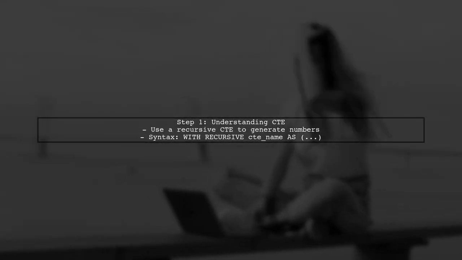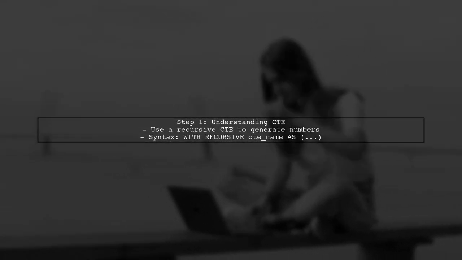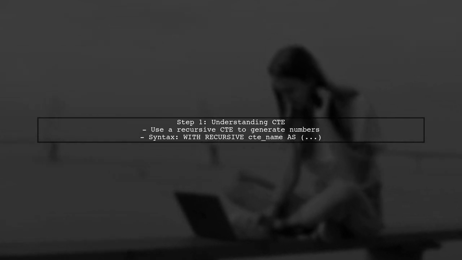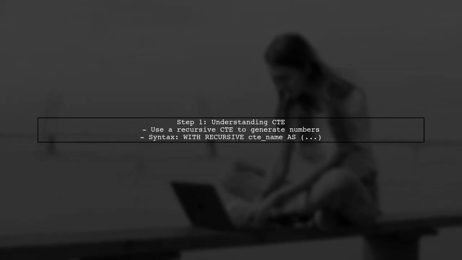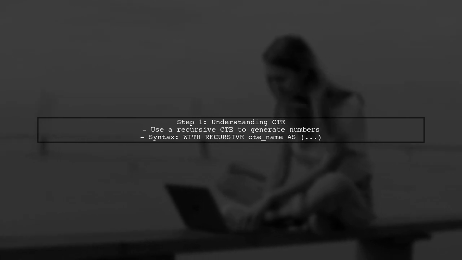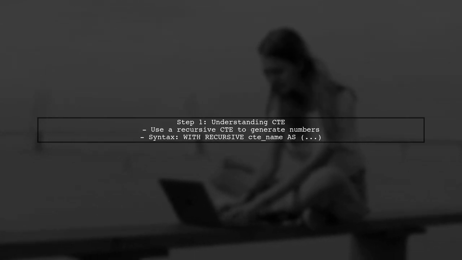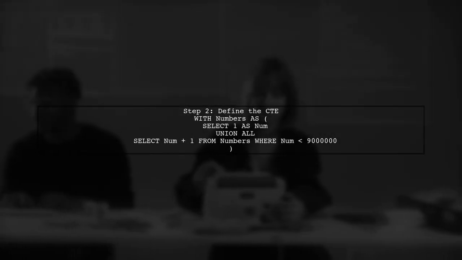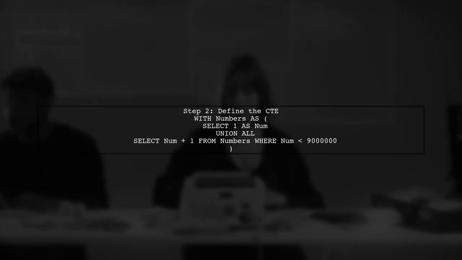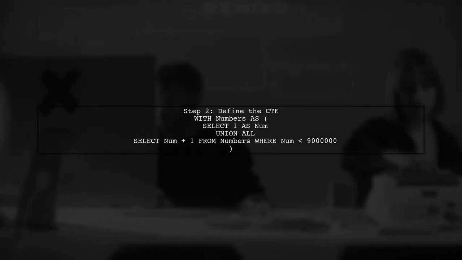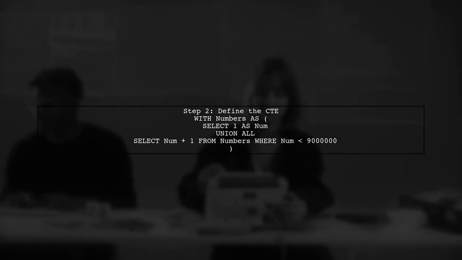To generate numbers from 1 to 9,000 in Sybase ASE, we can use a recursive common table expression, or CTE. This is a powerful feature that allows us to create a temporary result set. Let's start by defining our CTE. We will initialize it with the number 1 and then recursively add 1 until we reach 9,000.